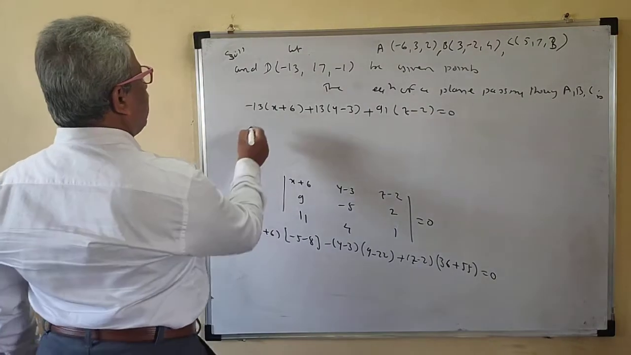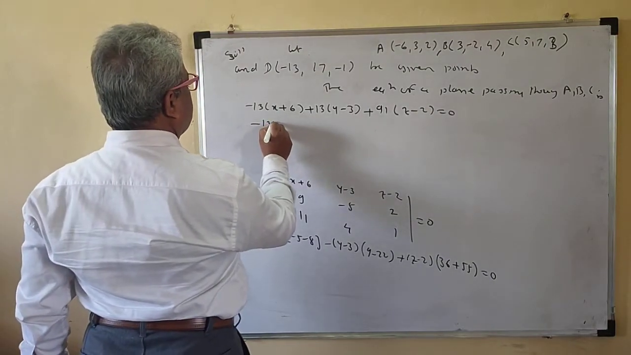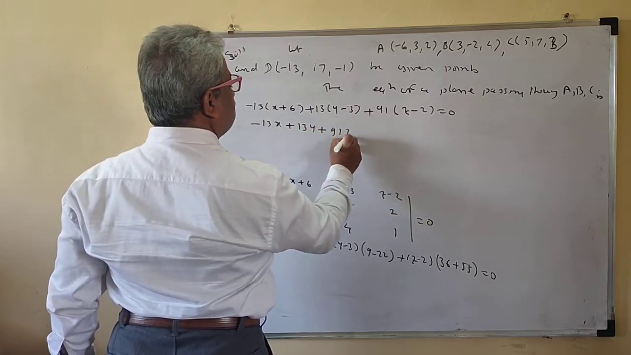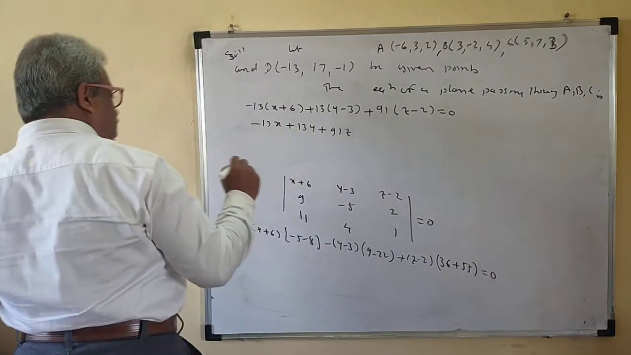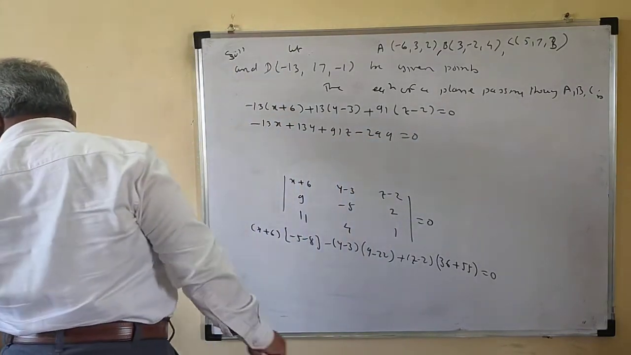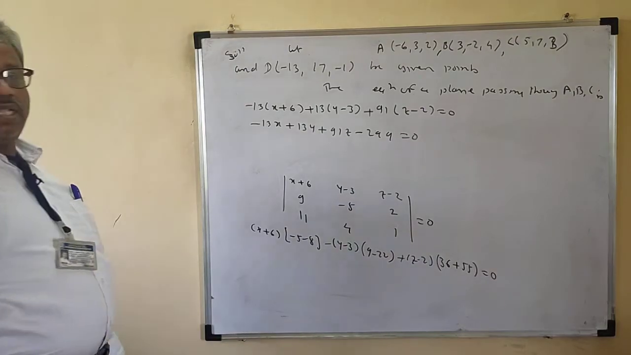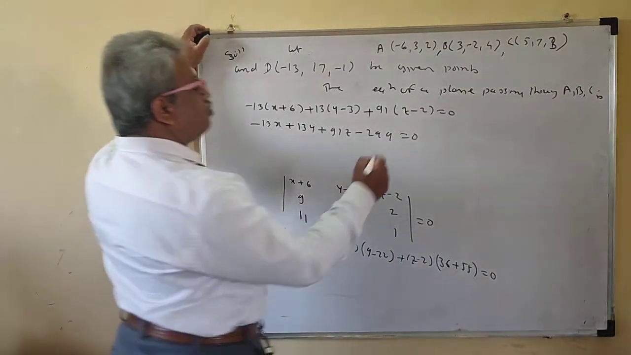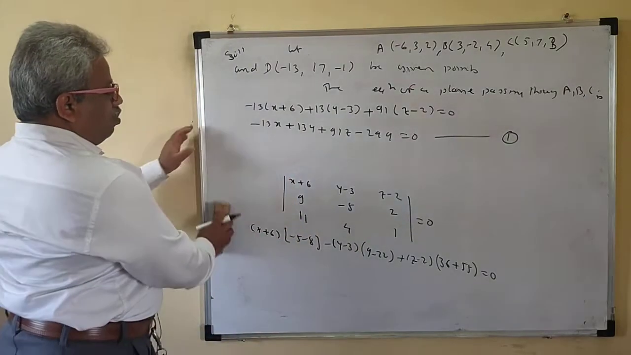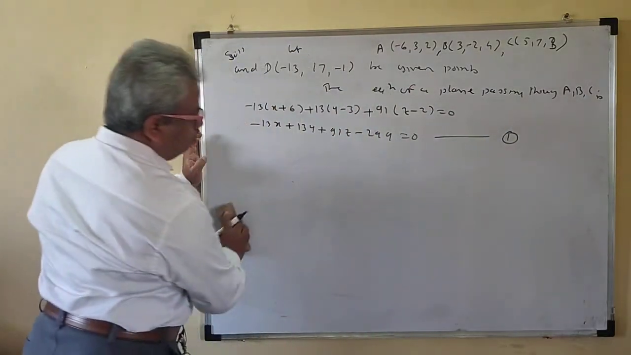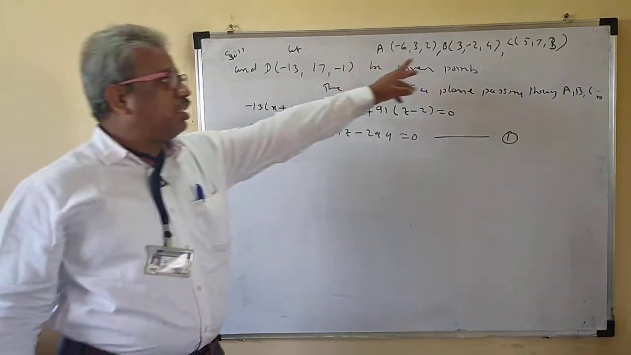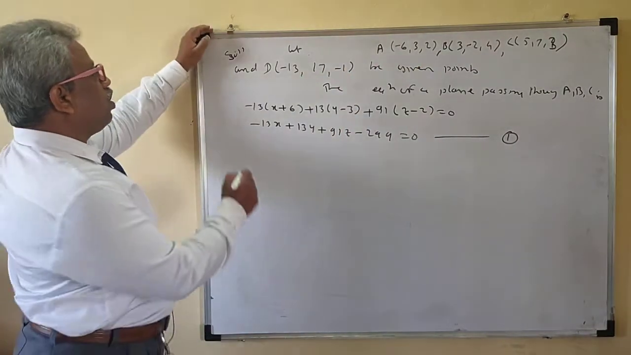Okay. After simplifying, what do we get? Minus 13x plus 13y plus 91z, and the constant will be minus 2990. You can check this. So this is your required equation of the plane. This is the plane passing through 3 points, which means all these 3 points lie on this plane.